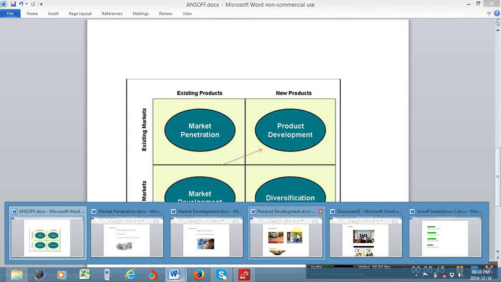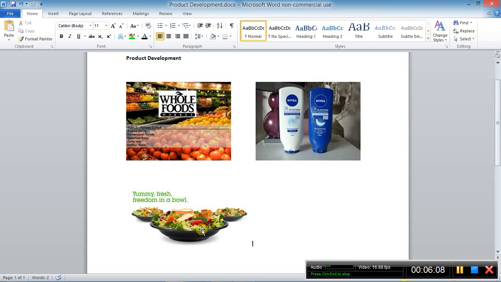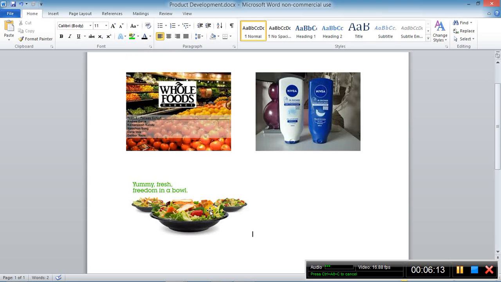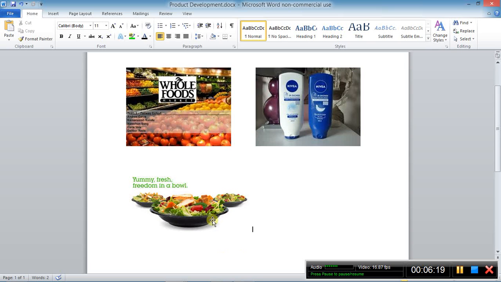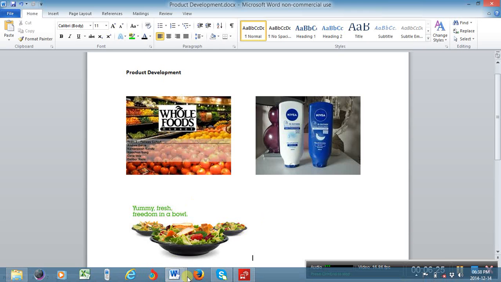Some modern-day examples for product development, as we can see here, Whole Foods market, a various range of products to its existing clientele, customers. Another one could be a new form of shampoo and conditioner for Nivea's customers. And the third one, here we're having a look at chicken salad. It looks very yummy, I know. But this is actually a chicken salad that was introduced by McDonald's. Everybody knows McDonald's is famous for burgers and chips, but now, lo and behold, there is a chicken salad. This is the perfect example of product development.